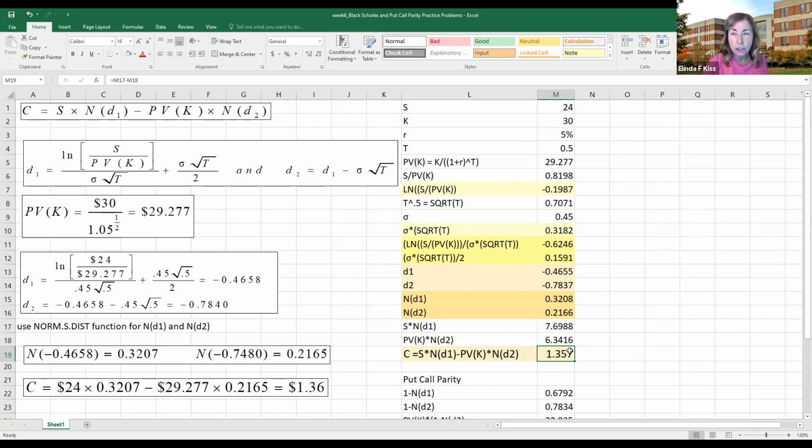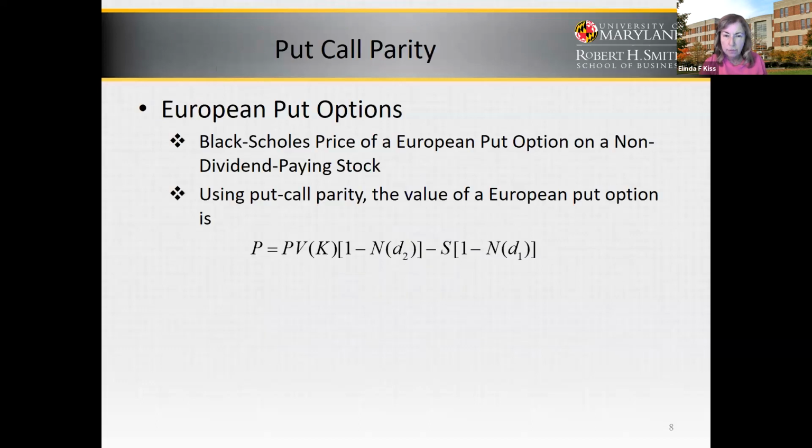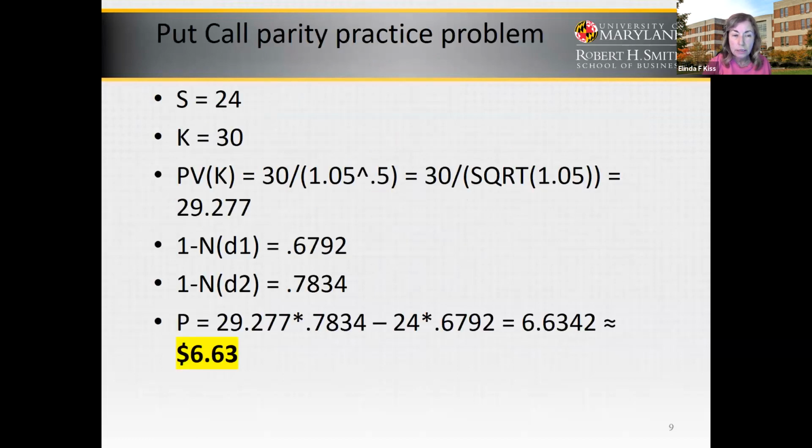Now I have a similar formula for the put, but the fastest way to find the value of the put is to use a formula called put-call parity. So let me go back to my PowerPoint and show you put-call parity. There we go. So here is the formula for put-call parity. The put is the present value of the strike times 1 minus N of D2 minus the stock times 1 minus N of D1.